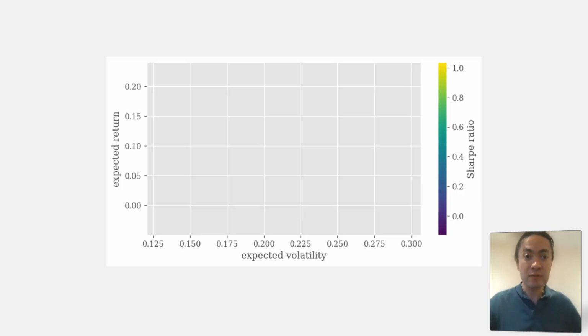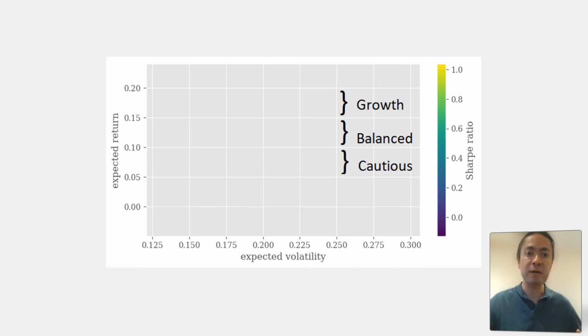The chart on your screen has a horizontal axis with the volatility or risk, and the vertical axis with the expected return. The goal of a model portfolio service is to generate that portfolio that has an adequate level of return given the investor risk profile. So let's say you have three possible profiles in increasing order of risk tolerance: the cautious, the balanced, and the growth.